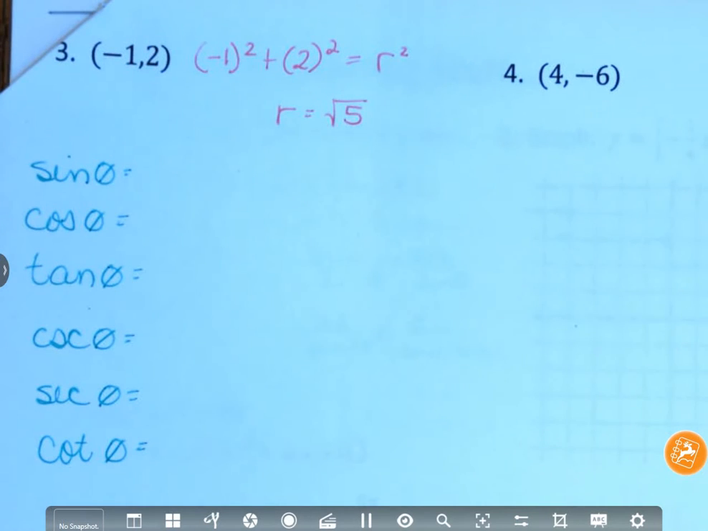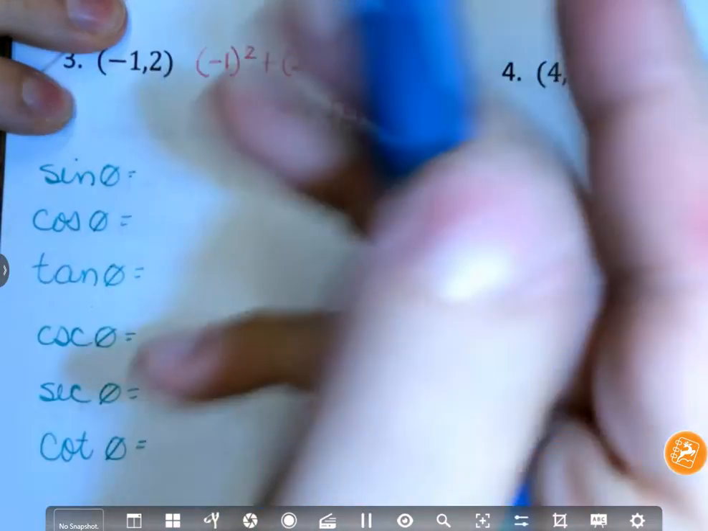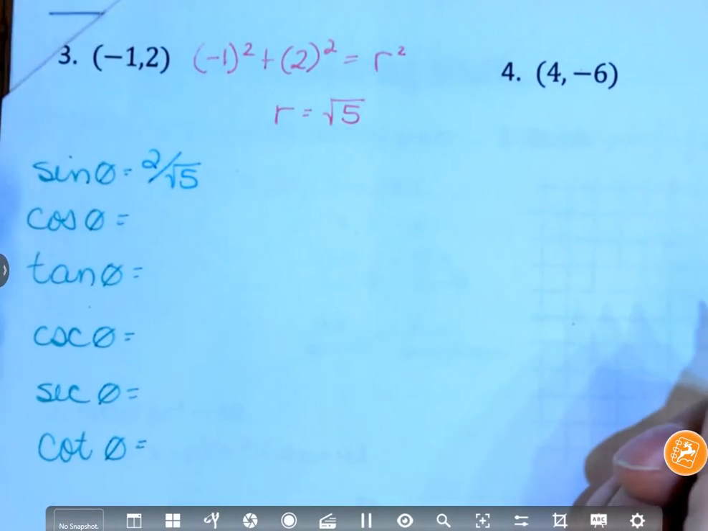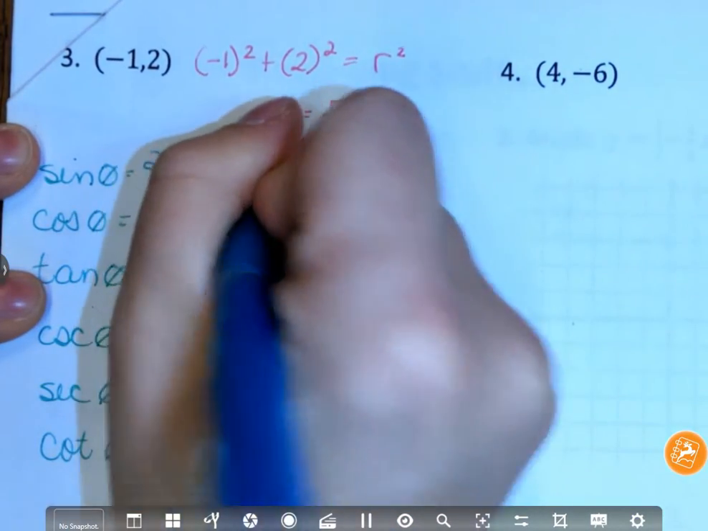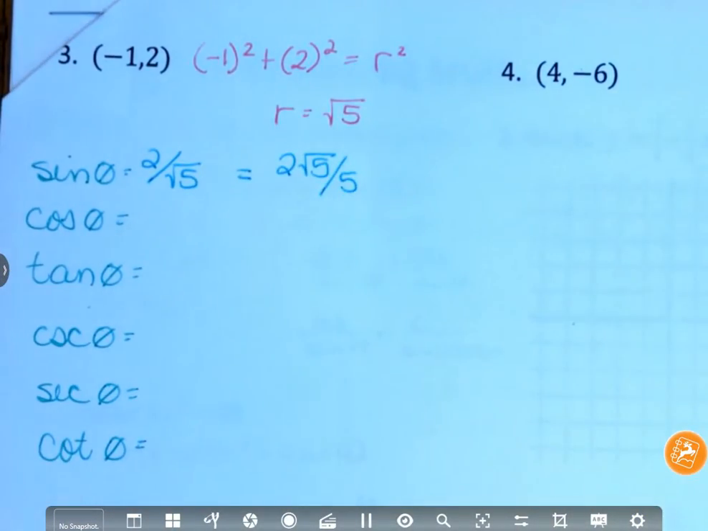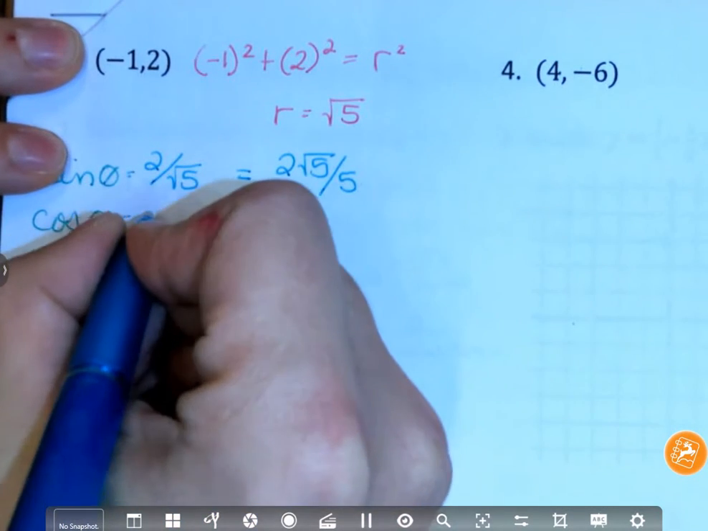Okay. Yeah, this part's not so nice. You've got radicals. You can do this. When I do the sine, it's what over what? Y over R. So 2 over the square root of 5. You do need to rationalize that. Look at you go. See, you've got this. 2 root 5 over 5. This is how I make it ugly. This is it. Cosine is going to be what over what?